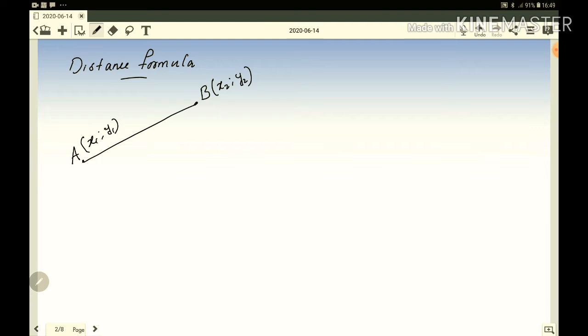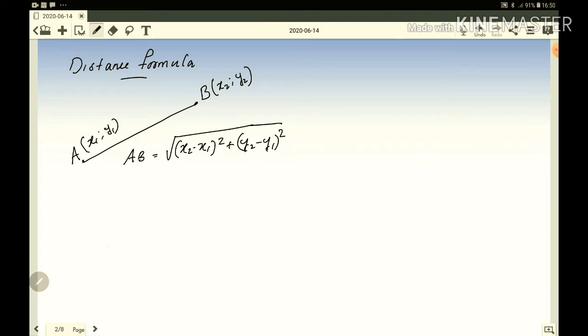So the distance from A to B, the shortest distance, that is the length of the line, we can calculate using the formula. We can write capital AB is equal to the square root of x2 minus x1 all square plus y2 minus y1 all square. This is the formula. And I will show you one example also.